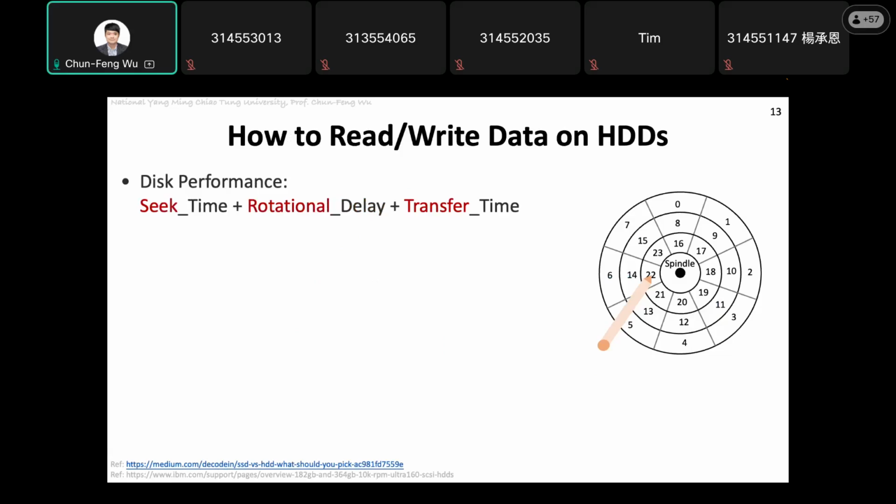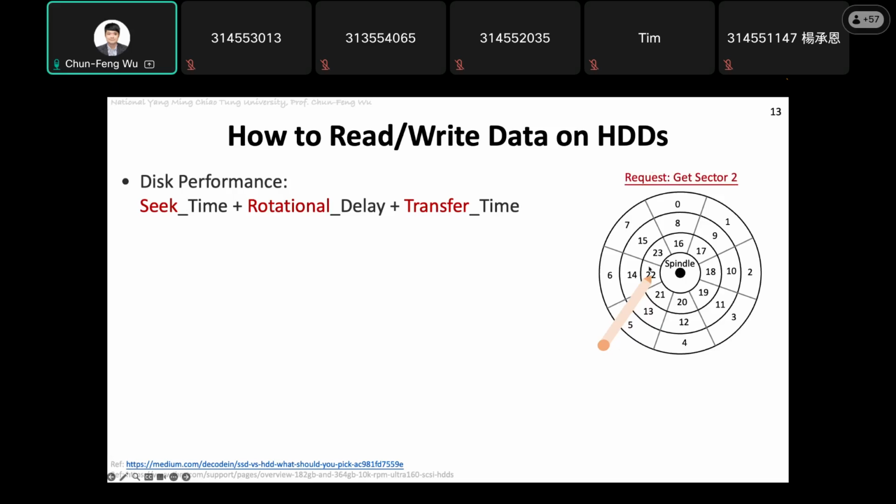So how do we read and write data on a hard disk drive? There are three factors that affect the read-write performance of our hard disk drive. The first is called seek time, the second is called rotational delay, and the third is called transfer time. Let me give you a brief example using the figure on the right-hand side. This is only one plate, and there is a spindle, which is along the z-axis. Just for example, there are three tracks now, and each track has numbers, called sector numbers.